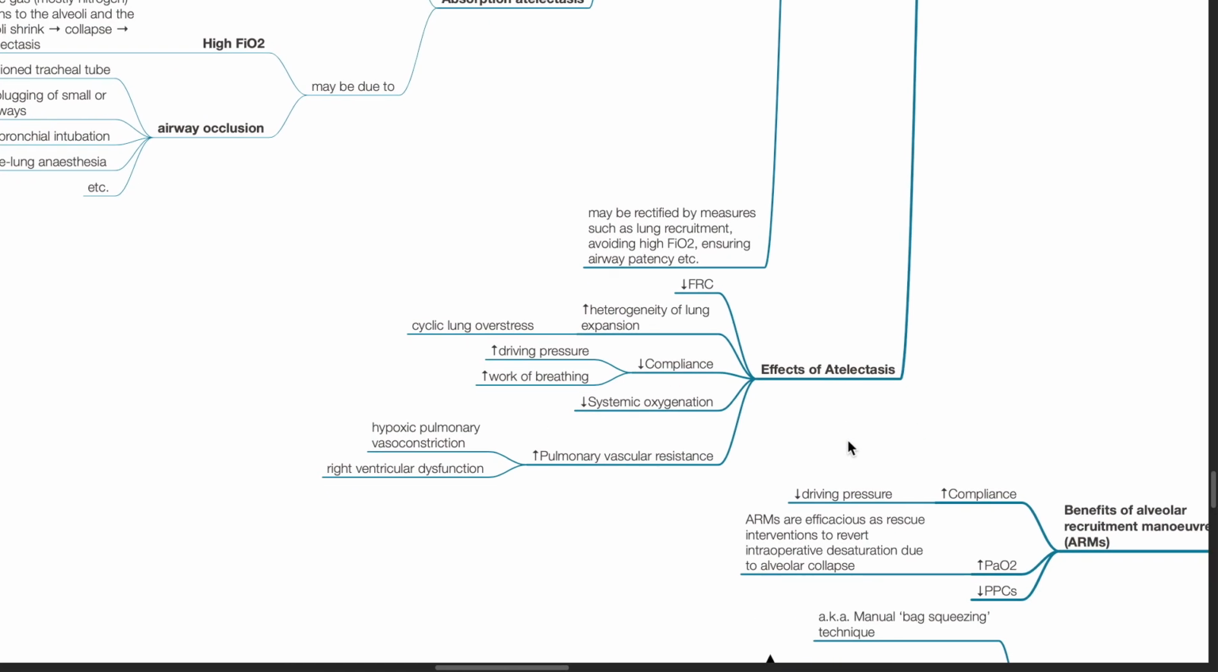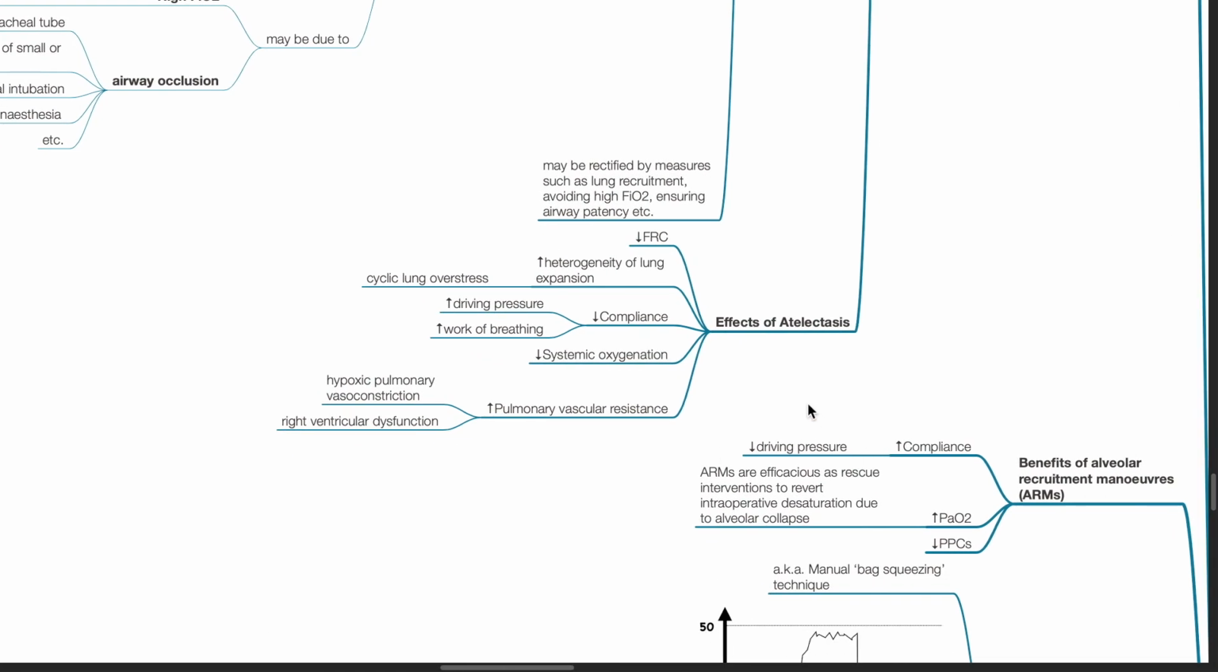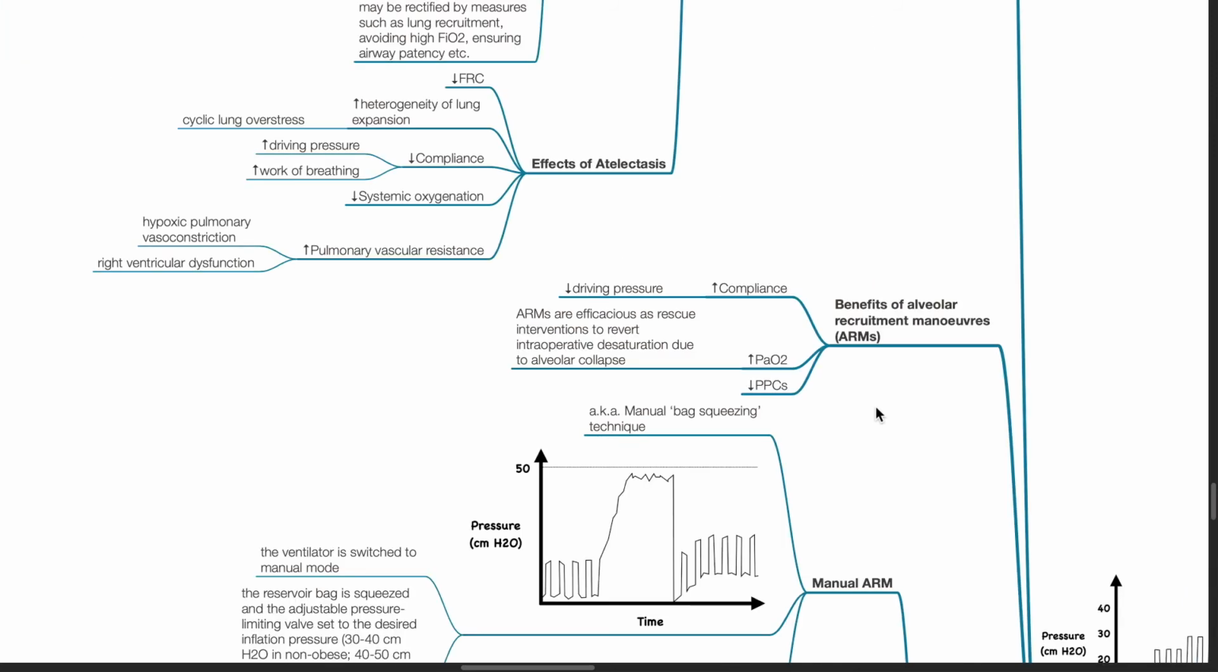Effects of atelectasis include reduction in FRC, increased heterogeneity of lung expansion with resultant cyclic lung overstress, reduced compliance resulting in increased driving pressure and work of breathing, reduction in systemic oxygenation, and increase in pulmonary vascular resistance causing right ventricular dysfunction. Alveolar recruitment maneuvers have multiple benefits.